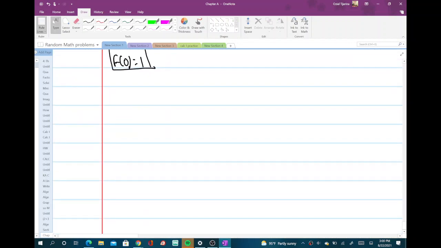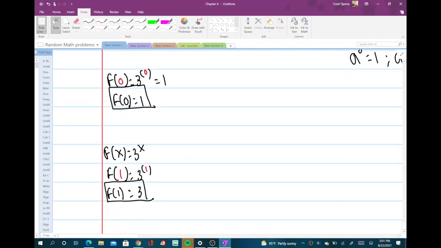Now f of 1. So again, f of x equals 3 to the x. And if I do f of 1, it's going to be 3 raised to the first power. So it's going to be 3, right? That is what f of 1 is going to be. F of 1 is going to be 3. Okay, let's go on to the next one.